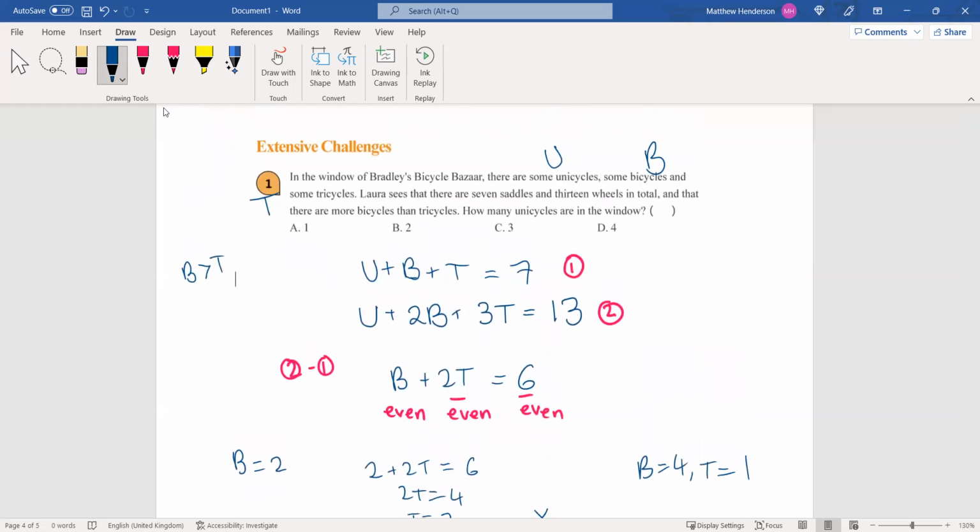Now, how do we find out the number of unicycles? Because that was the question. Well, remember they had 7 saddles, and from equation 1, we knew that U plus B plus T is equal to 7. Well, let's substitute in our 2 values now. We get U plus 4 plus 1 equals 7. We can see our missing value is 2.